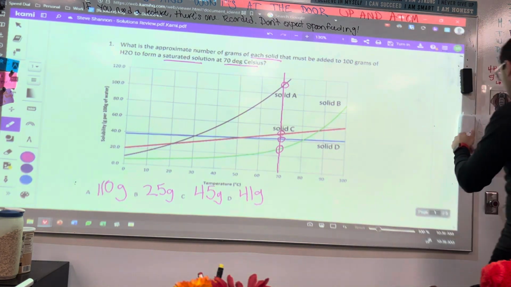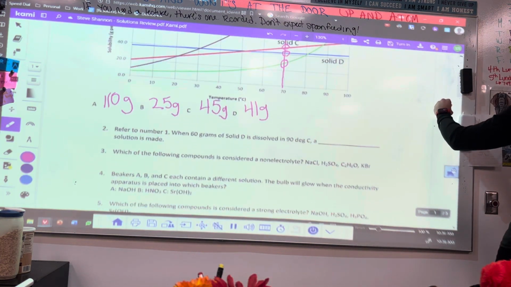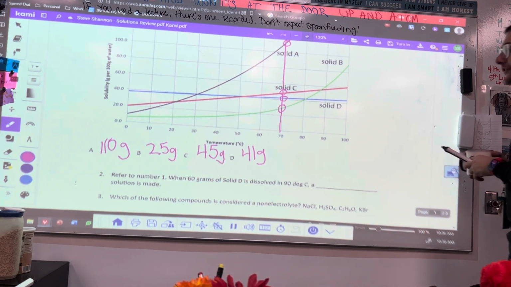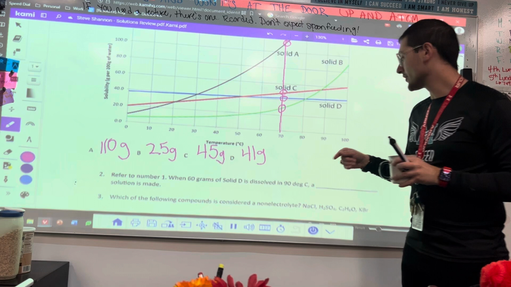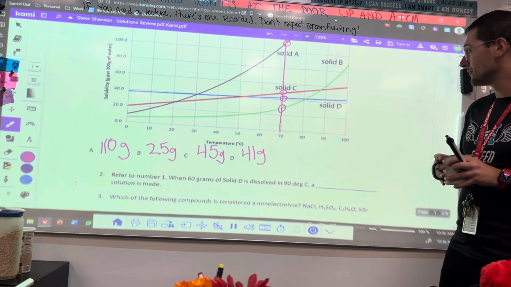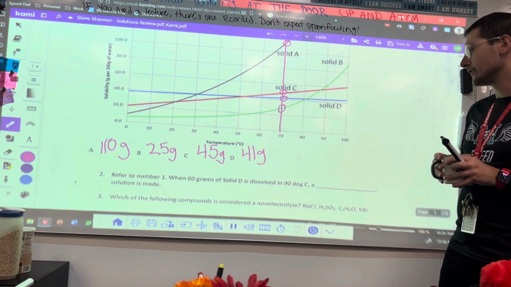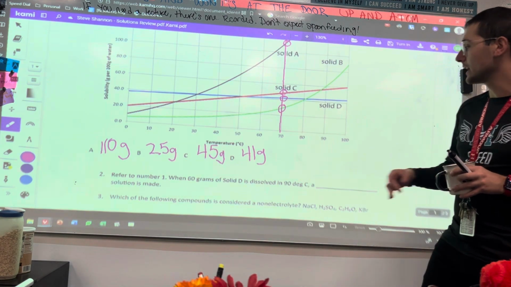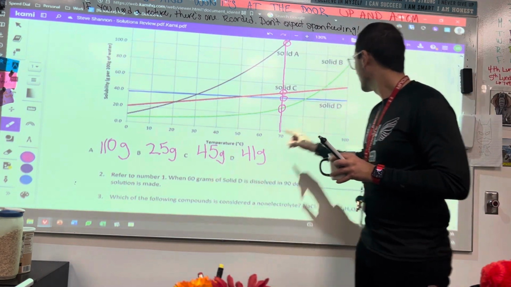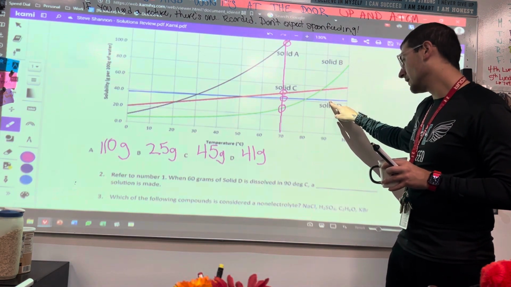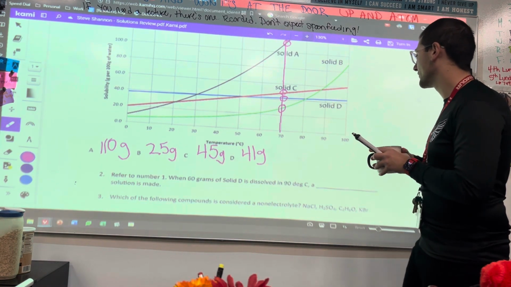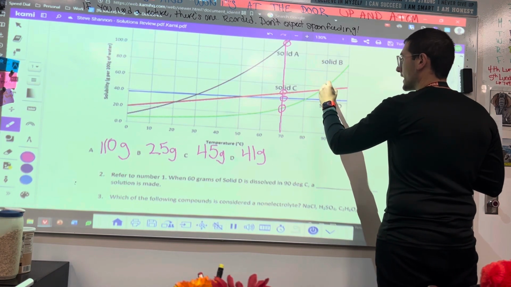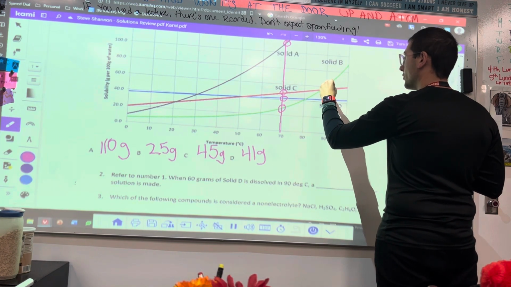Number 2. Refer to number 1. When 60 grams of solid D is dissolved in 90 degrees Celsius, what kind of solution is made? A blank solution is made. So I have 60 grams solid D at 90 degrees Celsius. So if I go to 90 degrees Celsius, then I go up to 60 grams, here's my point.